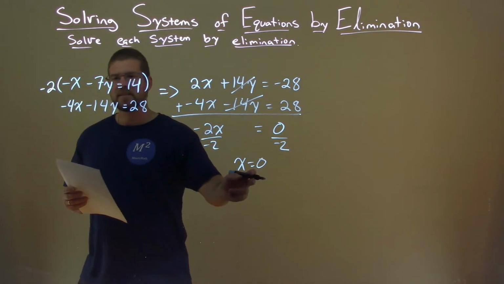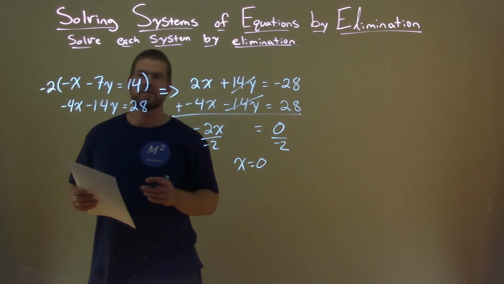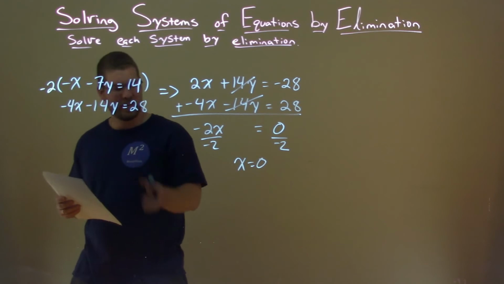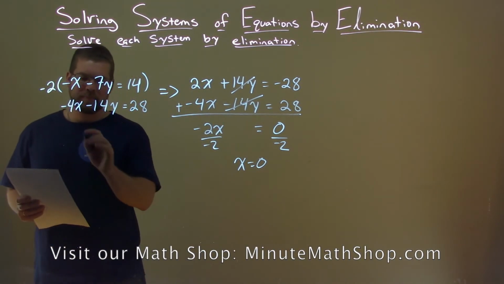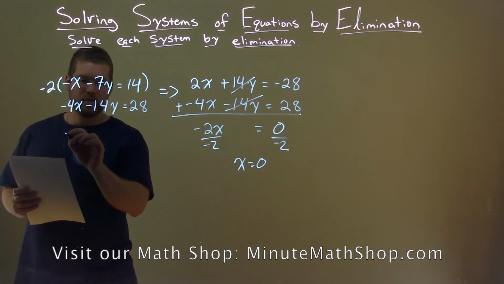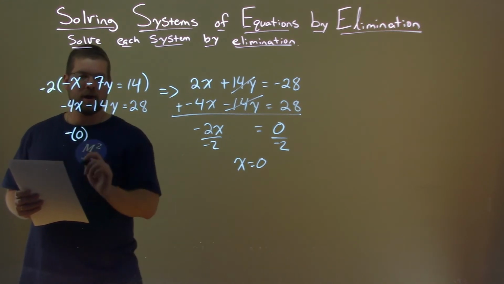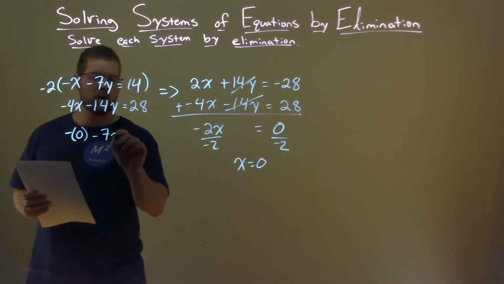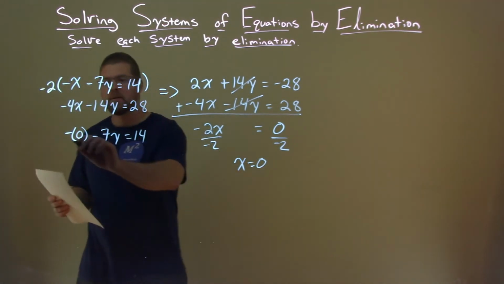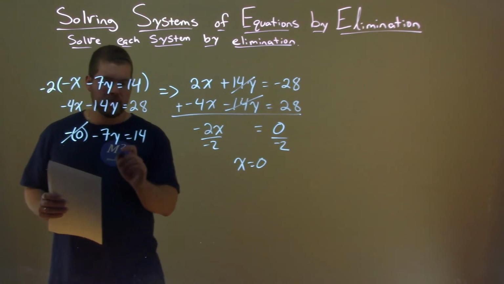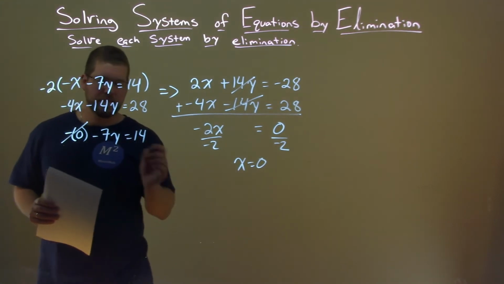We take that fact and plug it into one of our equations and solve for y. We can choose which one we want, and let's just choose the first one. I think it's easier. 0 in for x, so we have a negative up front, minus 7y equals 14. Well, we can't really have a negative 0, so it's just 0. Don't need it. We have negative 7y equals 14.